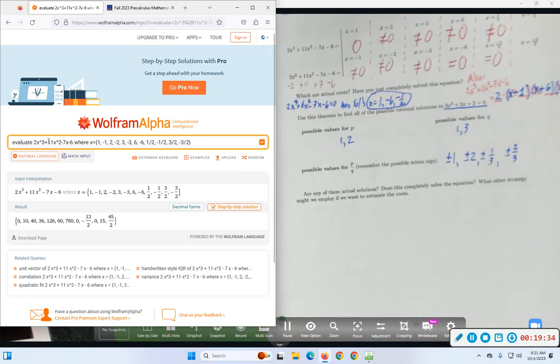All right, so I want to evaluate this polynomial. 3x cubed plus 2x plus 2. I want to evaluate at 1 and -1. I'll leave those alone. 2 and -2. 1/3 and -1/3. 2 over 3 and negative 2 over 3.